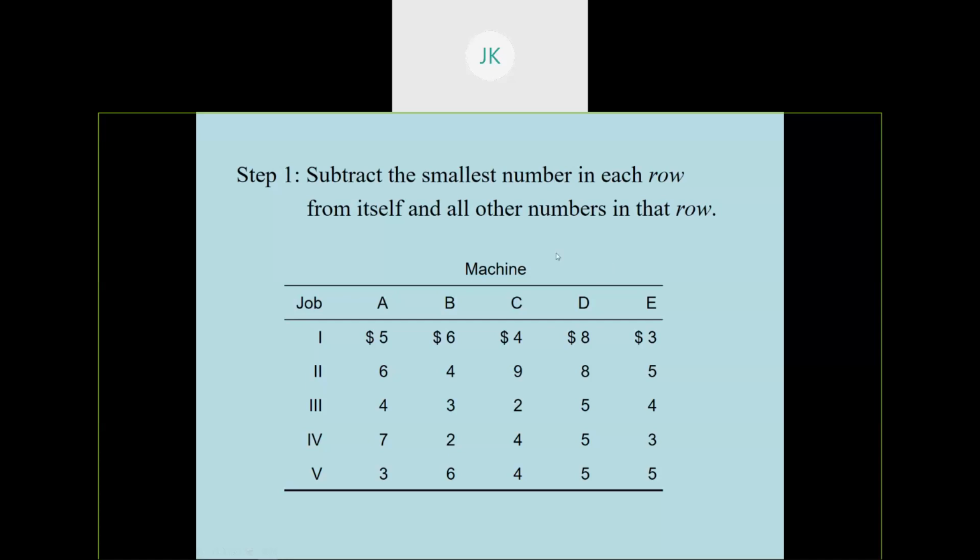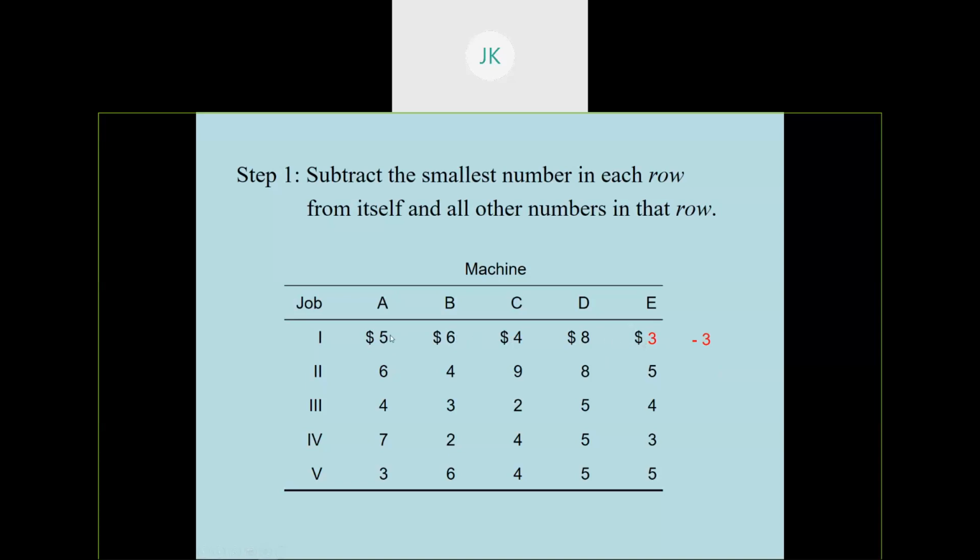steps. First step. Subtract the smallest number in each row. Row is horizontal. From itself and all other numbers in that row. Okay, first row. Smallest is this one. So subtract smallest from the numbers in the same row.